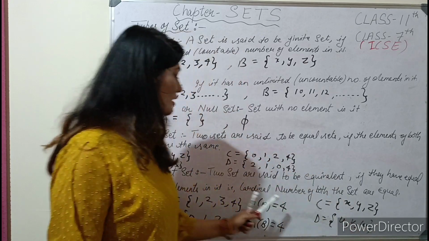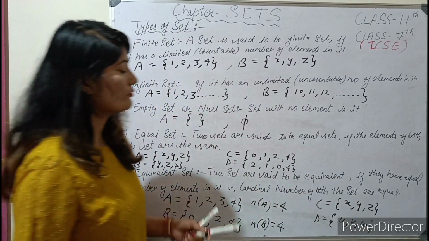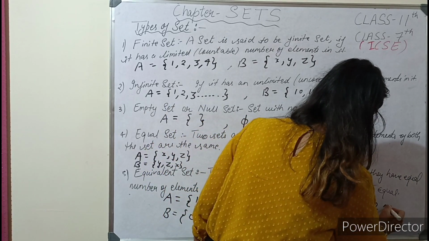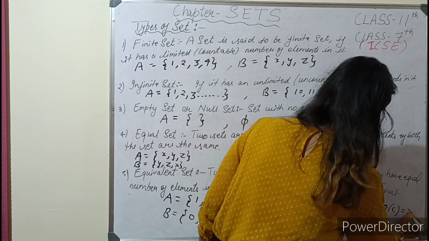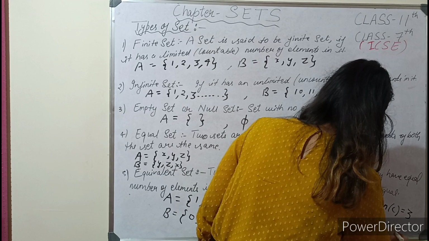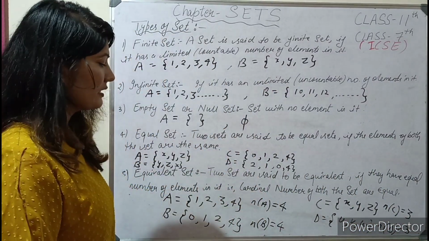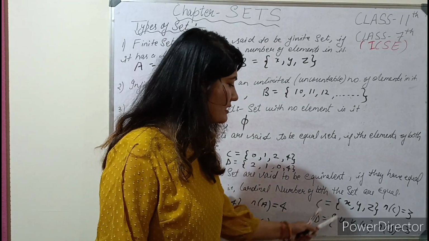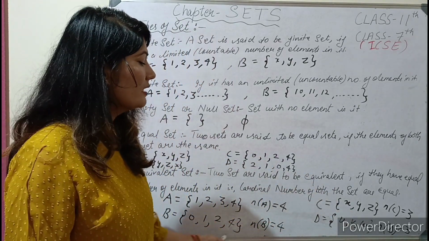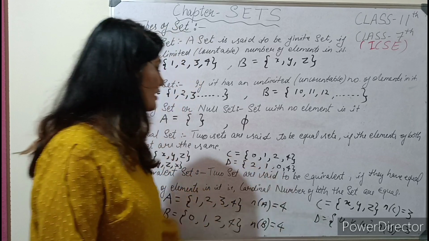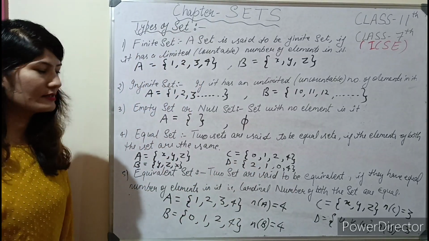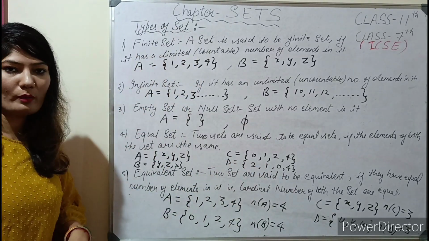So C and D are the equivalent set, because if you have to find the cardinal number for the set C, it will be 3. In a similar way, the cardinal number for set D will be 3. So you can see the cardinal numbers for both the sets are equal. So hence we can say that the sets C and D are the equivalent sets. So this is about the types of sets.